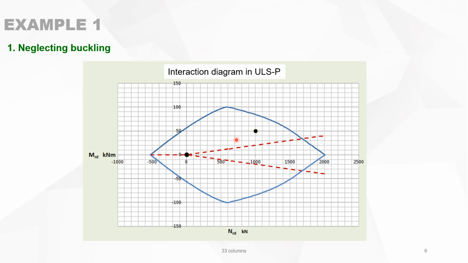But we have not checked slenderness yet. So this is by neglecting buckling. You see we have a lot of reserve capacity. Now we'll check the first order bending moments. It's of course e0, it's M divided by N, so e0 is 50 millimeters.